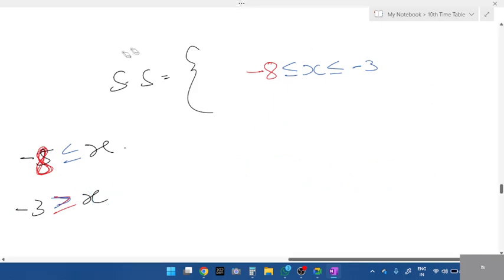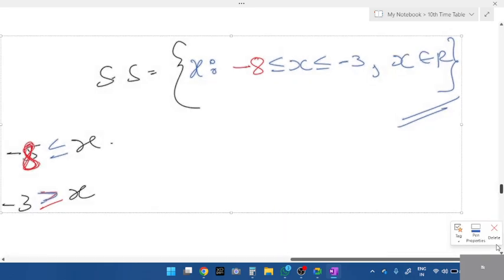Then once you write the solution set, write x such that, write the equation, x belongs to real number. That's it. Inequation is done. Next concept. Next question.